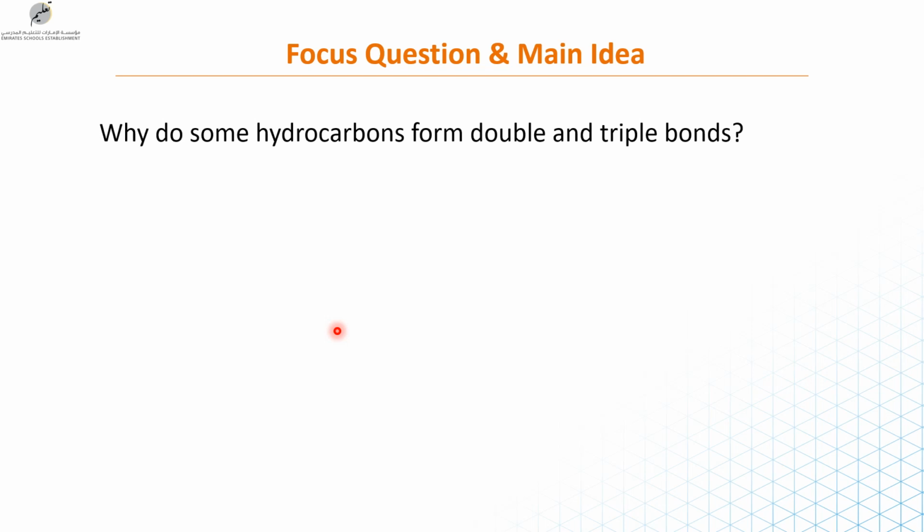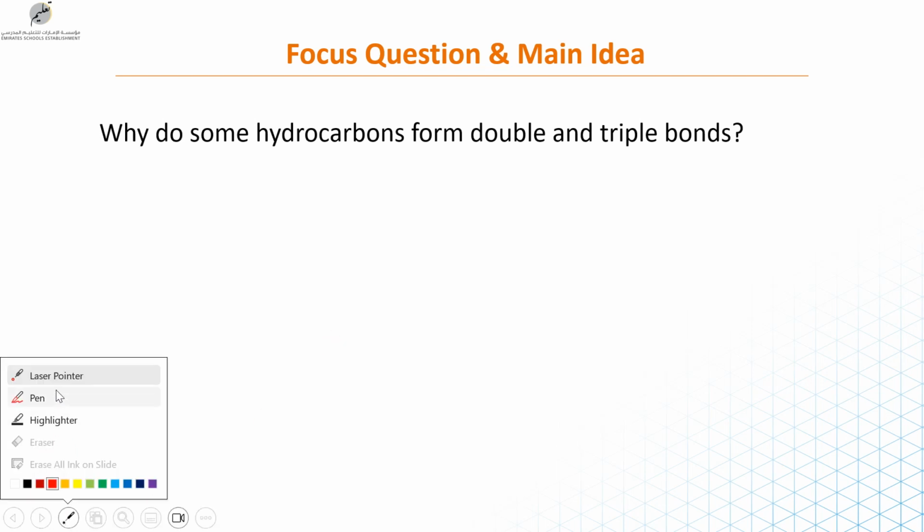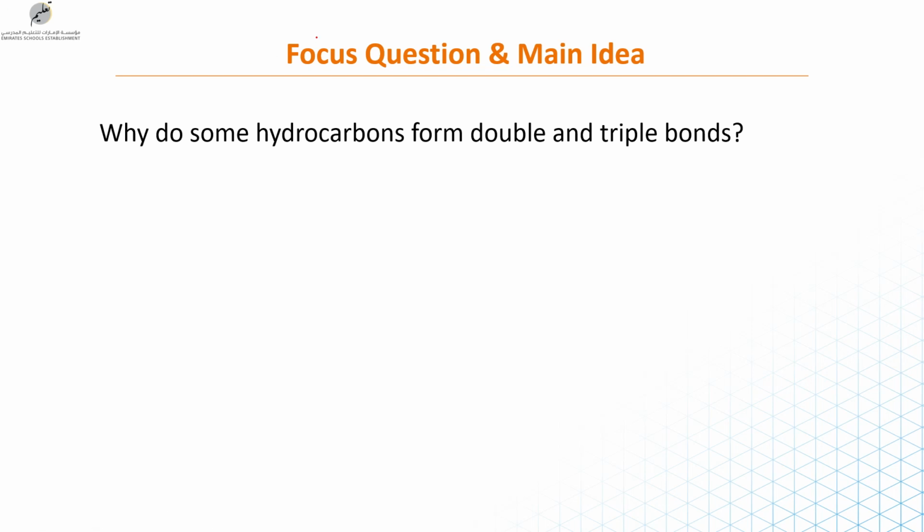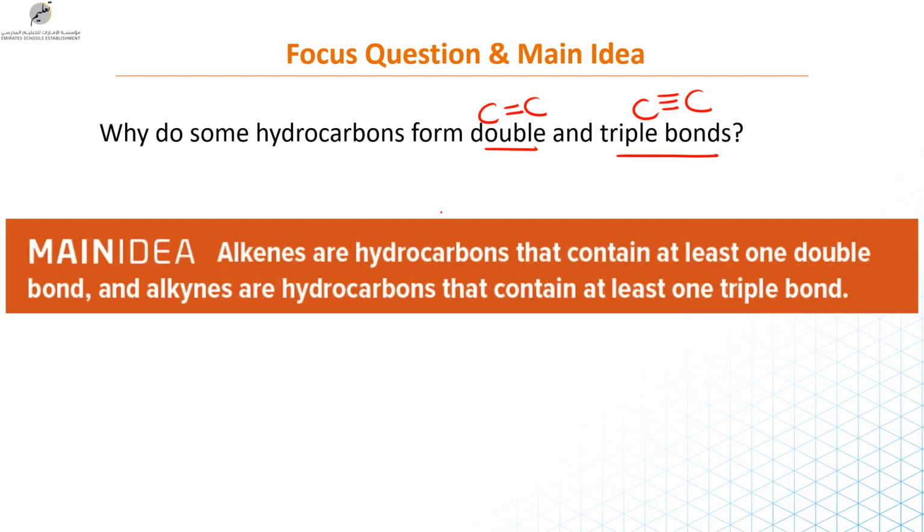Okay, so some hydrocarbons can make double and triple bonds. So double bond means you have a double bond between two carbons. Triple bond means you have three bonds between two carbons. Okay, so alkenes are hydrocarbons that contain at least one double bond.